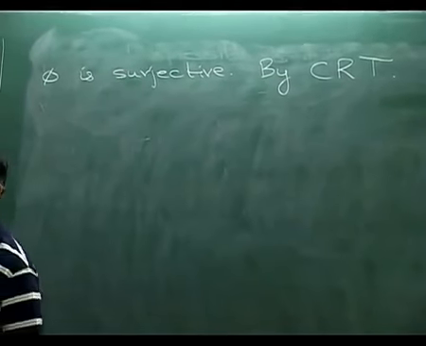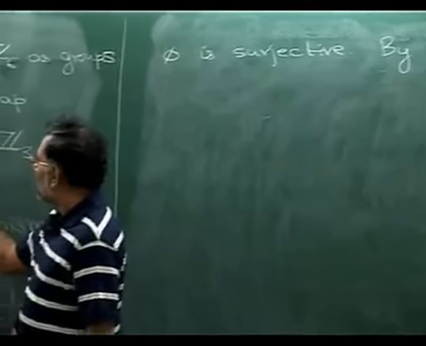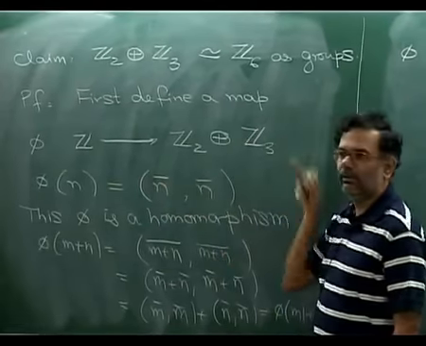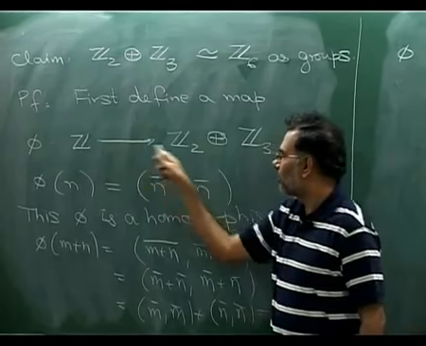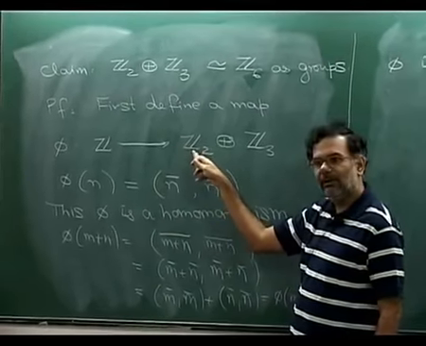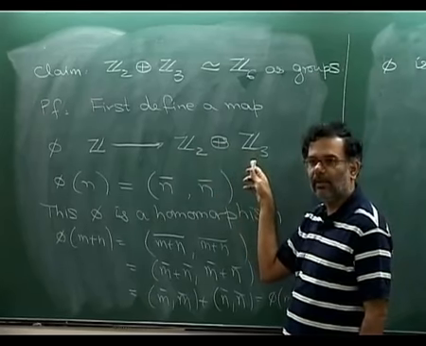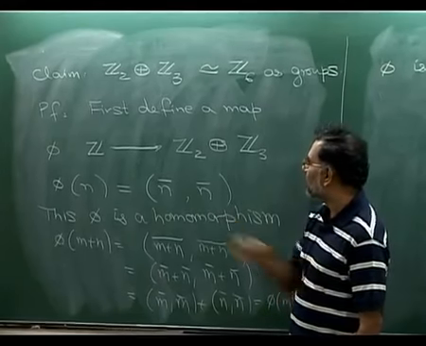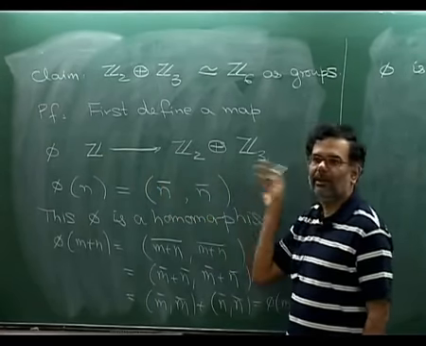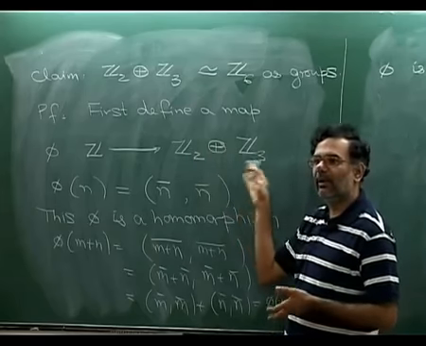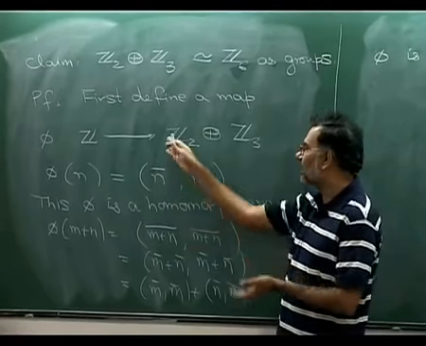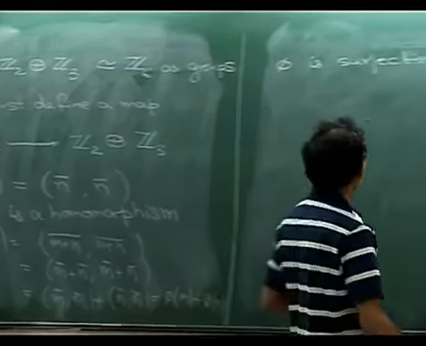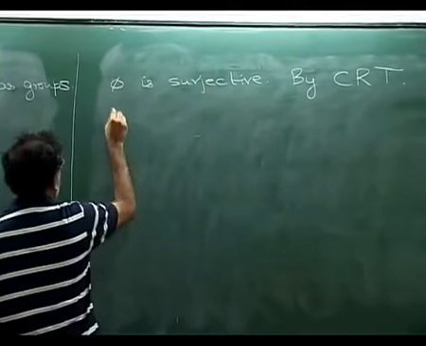Another way of seeing it, in this case it's easy to see, because if I take say the element 3 here, 3 goes to 1 comma 0, right? 3 goes to 3 bar is the same as 1 bar, and 3 bar here is the same as 0 bar. So 3 goes to 1 bar 0 bar, whereas say 4 goes to 0 bar 1 bar. So 1 bar 0 bar and 0 bar 1 bar are both here. So you can get any pair by taking an appropriate combination. So in this case it's easy to see that phi is surjective.